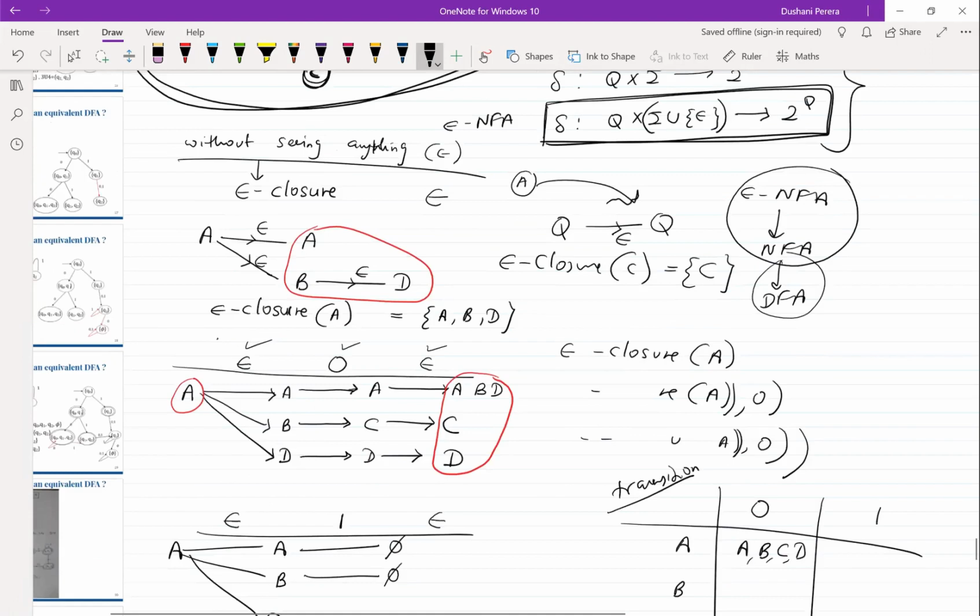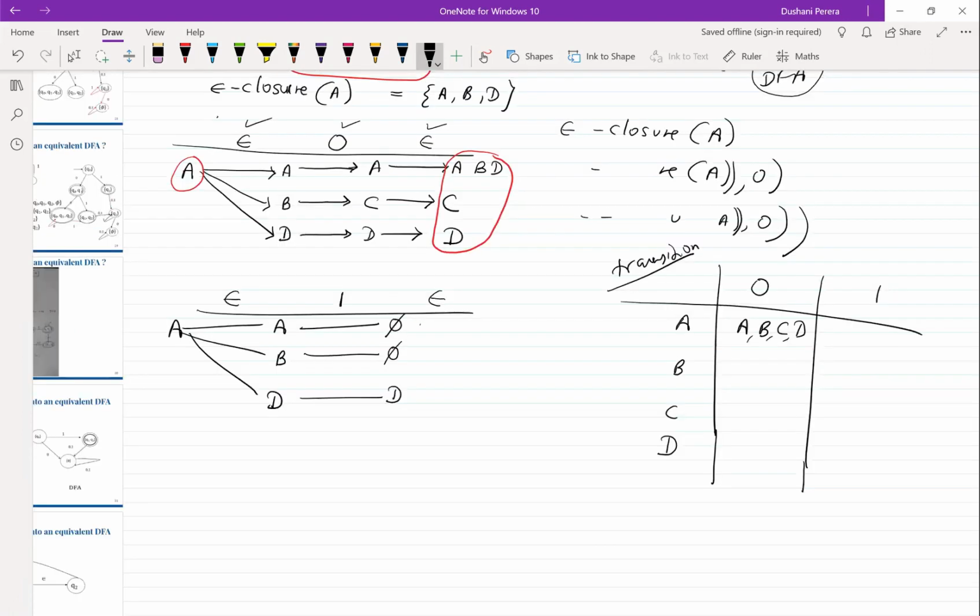Now these two don't have any epsilon closures because they are not defined anyway. What is the epsilon closure of D? That is anyway D, we know that. Now when we get symbol A and the input symbol is 1, what are the states I can go to? The union of the results, which means I go to state D.